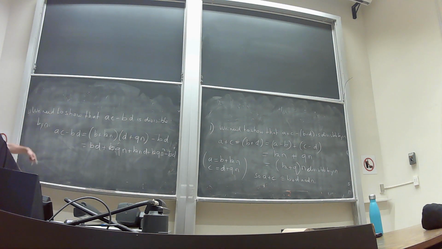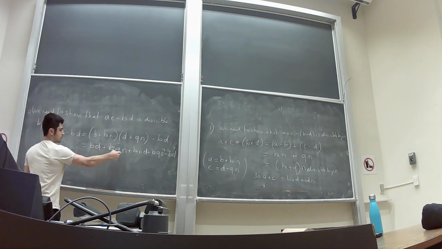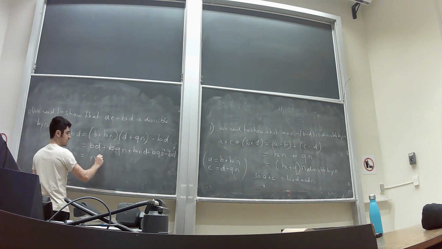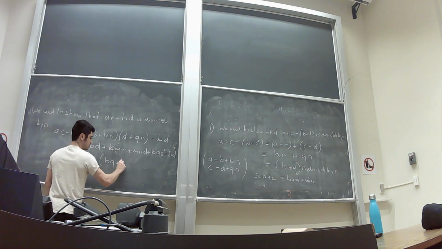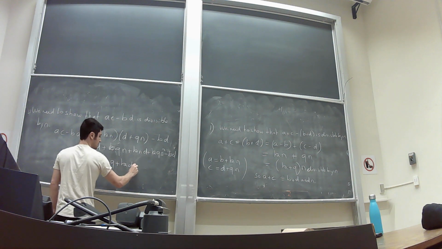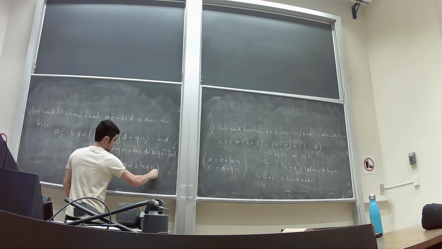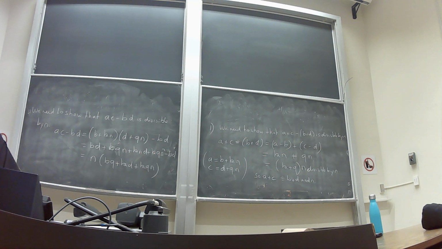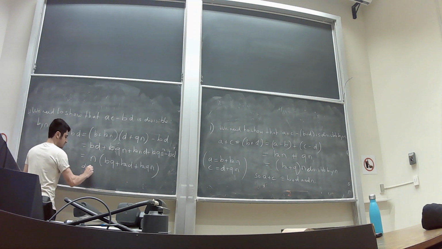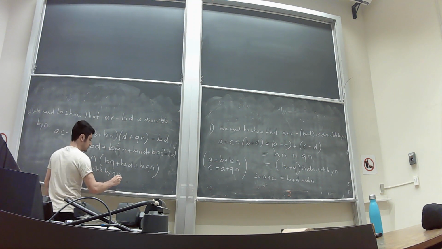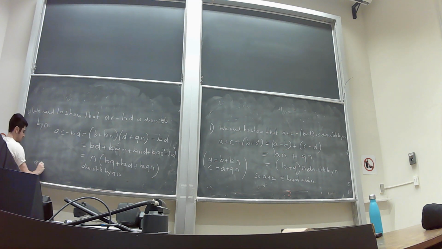Now notice that the BD will cancel out, and let me factor a common N from here. Then I'll have N times (BQ plus KD plus KQN). Is this difference divisible by N? The difference is N times something, so it is divisible by N. So AC is congruent to BD.